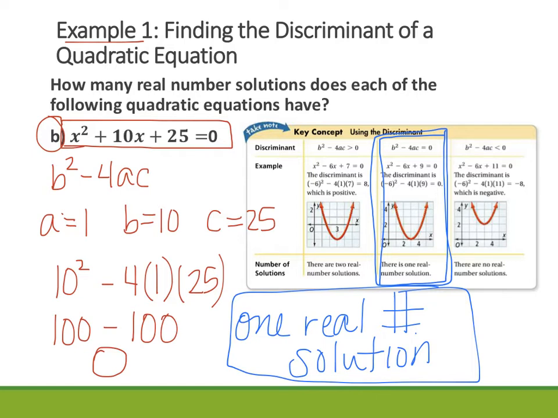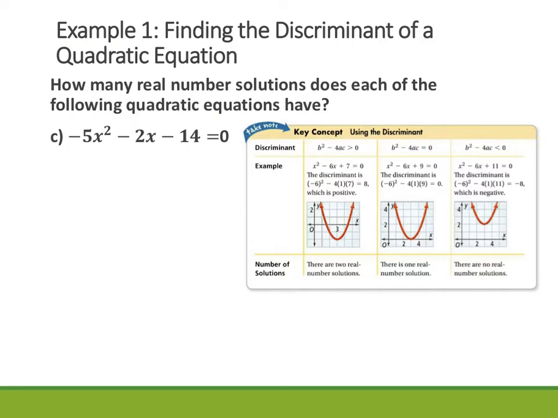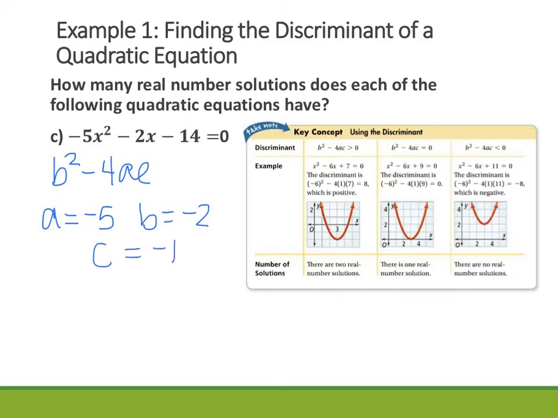Okay, let's try another one. Next up. How many real number solutions does this quadratic equation have? Again, I'm going to use the discriminant. So b squared minus 4ac. Designate the values of a, b, and c. Once you designate the values, then plug in negative 2 squared minus 4 times negative 5 times negative 14.